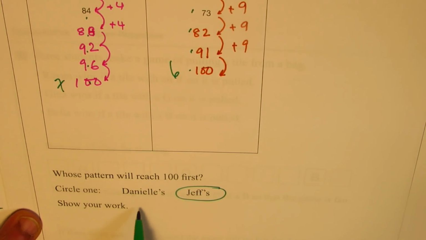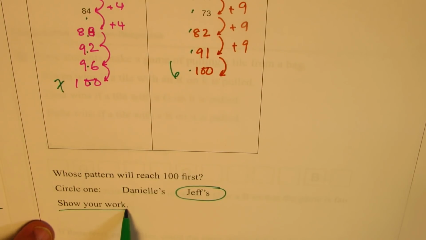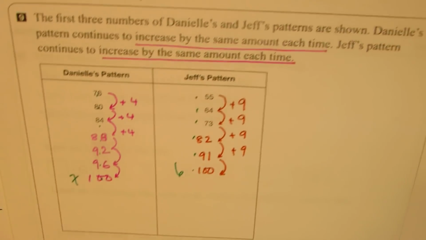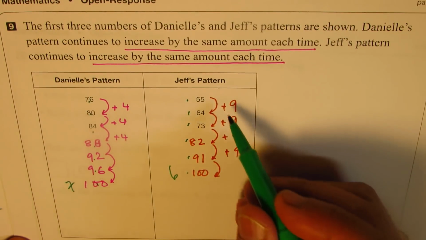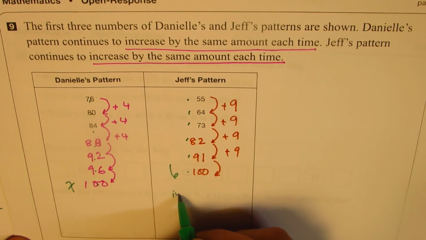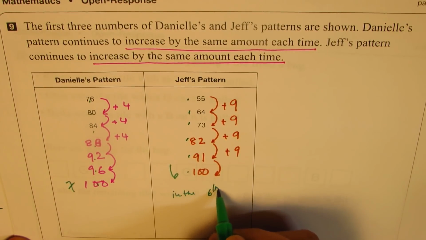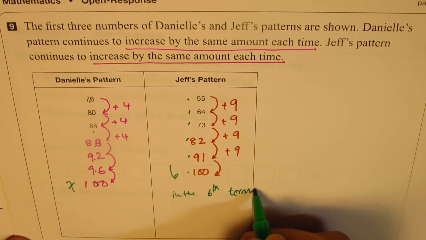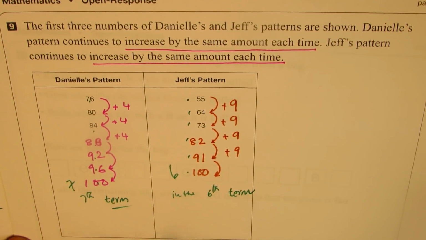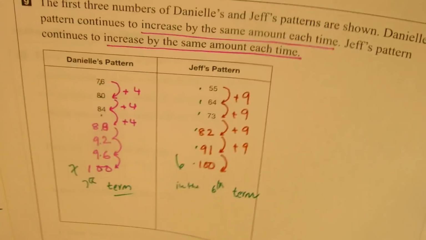And we need to show our work. Since these are open response questions, that is the work, correct? So in the patterns, we are adding by 9. Jeff reached it in the 6th term, right? And Daniel reaches it on the 7th term. So Jeff reaches first.